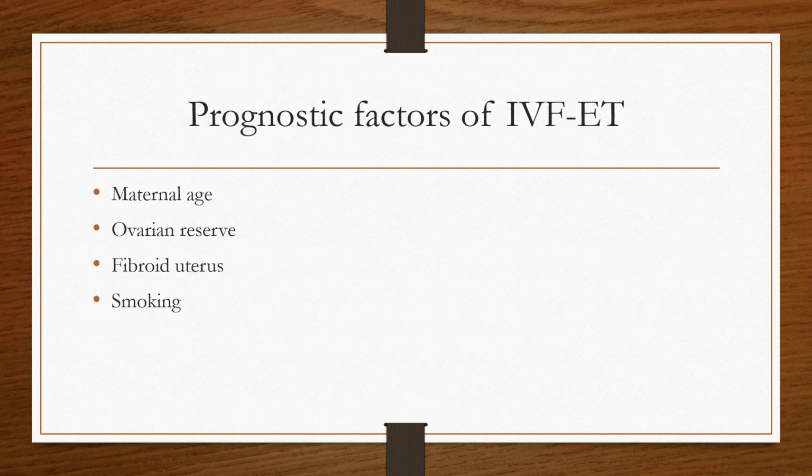Prognostic factors. Some factors may cause a failure of IVF. Most importantly is maternal age. Ovarian reserve, if it is less, with increased maternal age, ovarian reserve will be reduced. Fibroid uterus, smoking of the mother, which may affect the prognosis of in vitro fertilization and embryo transfer.